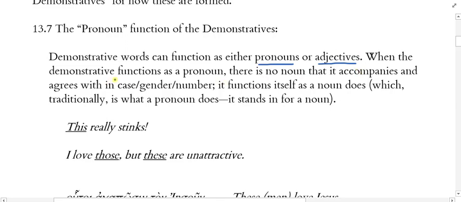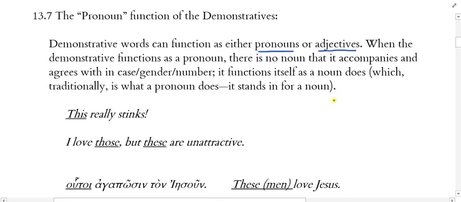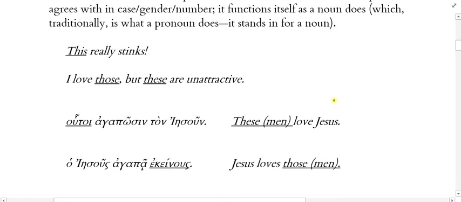When the demonstratives function as pronouns, then there's no noun that it's going to accompany or agree with in case, gender, and number. That is to say, it functions itself as a noun functions. That's what pronouns do. Pronouns do what nouns do because pronouns stand in for nouns. They replace nouns and fulfill all the functions that a noun fills. So if we take a look at these examples, I give you two English examples just using the demonstrative word as a pronoun.